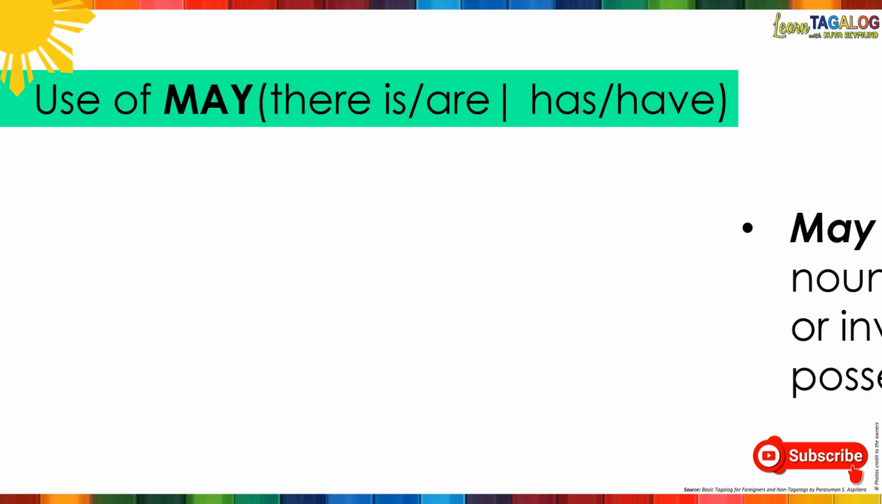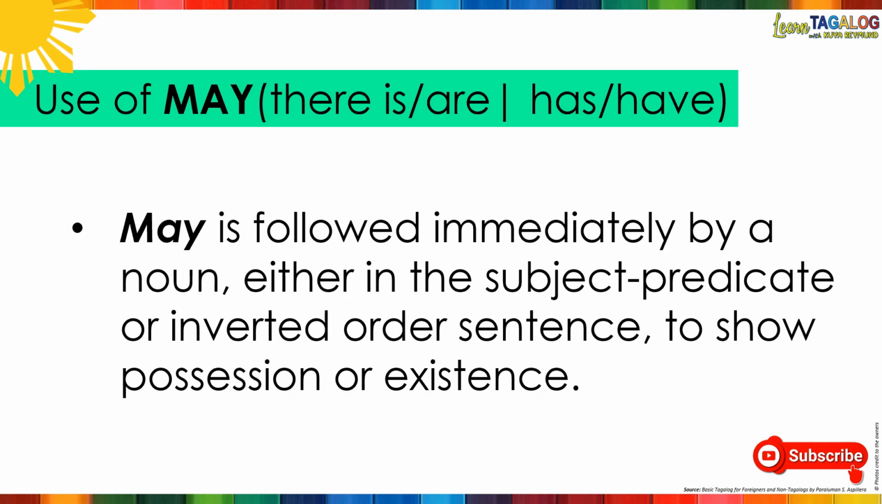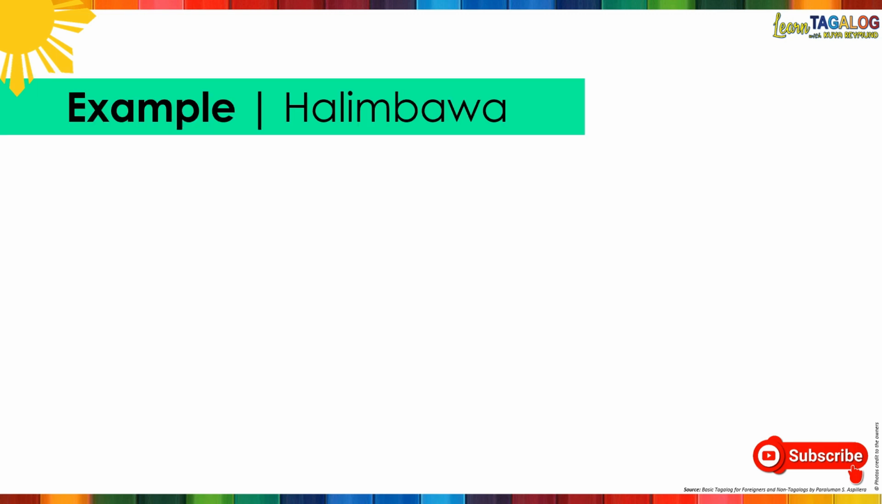The first one here is the word may. May is followed immediately by a noun, either in the subject predicate or inverted order sentence. This is to show possession or existence. We have here an example or halimbawa.